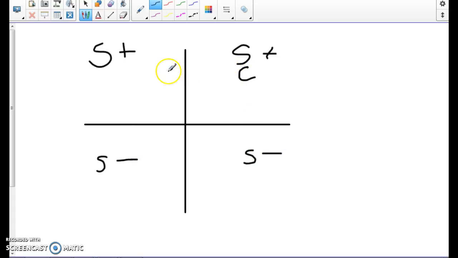So let's go on to cosine. The cosine deals with the left-right position of the diver in regards to the center of the Ferris wheel, which is right here. So over here in the first and fourth quadrants, the cosine is positive because he's to the right. And in the second and third quadrants, it's negative because he is to the left.